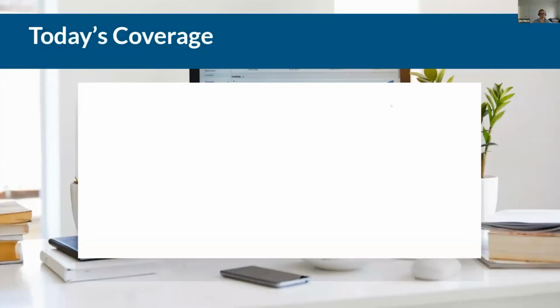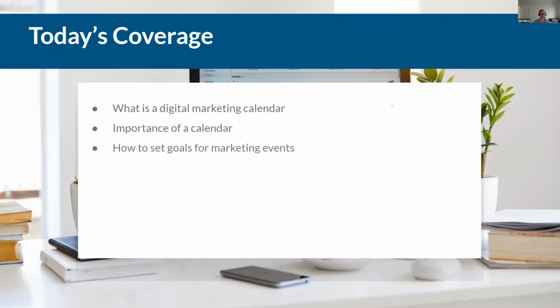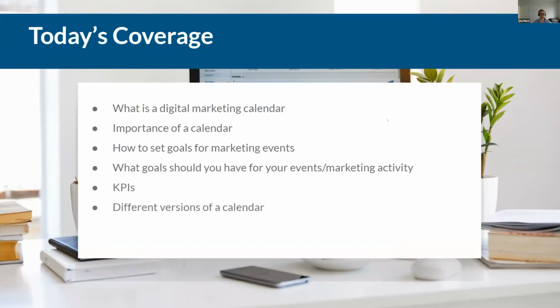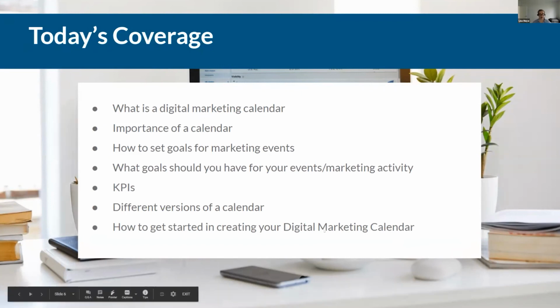If I go through today's topics, we have: what is a digital marketing calendar, the importance of a calendar, how to set goals for marketing events, what goals you should have for your events and marketing activity, KPIs around that, different versions of a calendar, and how to get started in creating your digital marketing calendar. Some of these first ones I will move through a bit more quickly so we can spend time on the last topics. As Rhonda said, it will be online afterwards and we will send you a link to that as well.